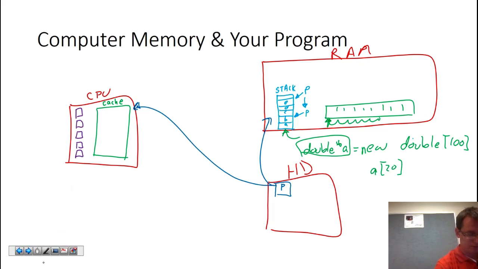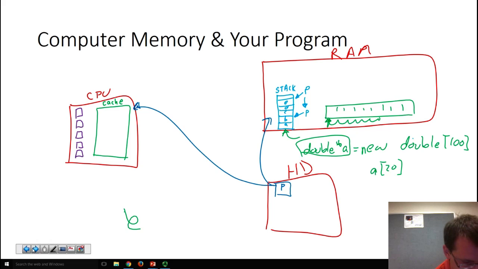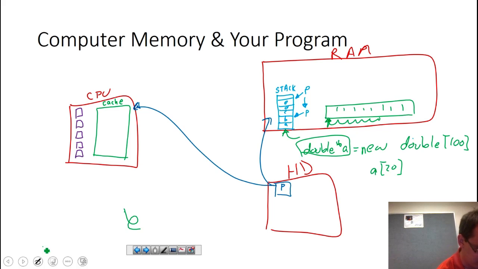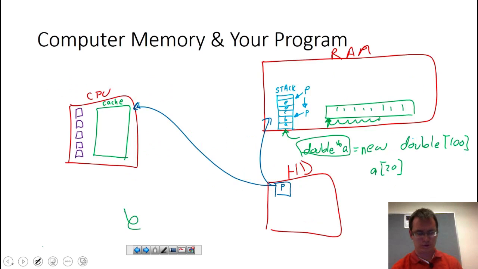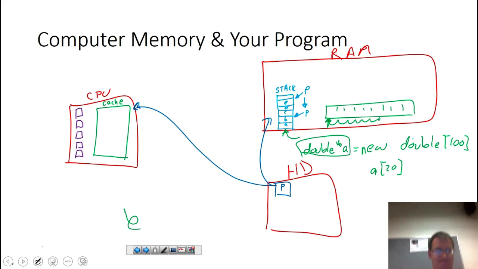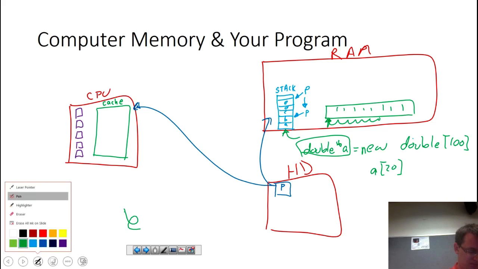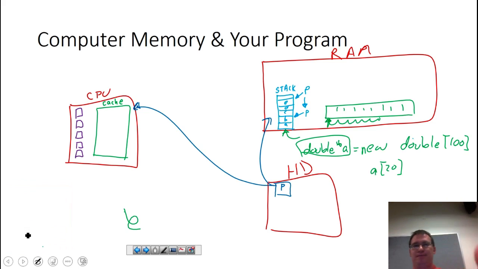Black. Can I not get black? Sorry, it's being dumb here. There we go. Okay.